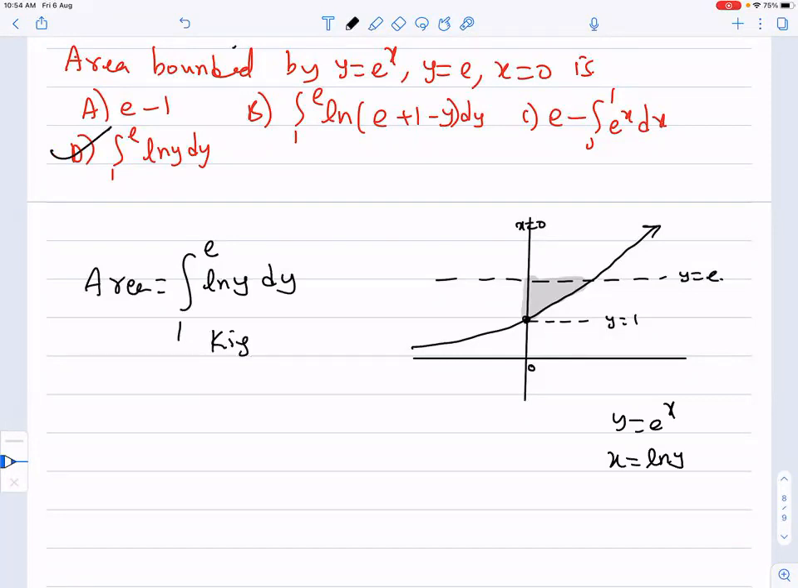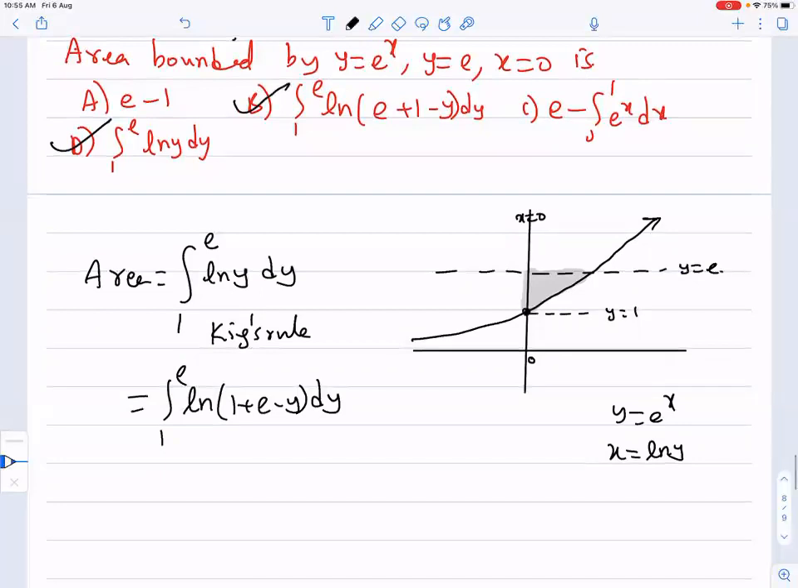Apply King's rule. If I apply King's rule, the integral from 1 to e will be ln of 1 plus e minus y, right? Even B is also correct. Correct, friends? Let us look at the C answer. Now the C answer is also correct. Do you know why? I'll prove it.